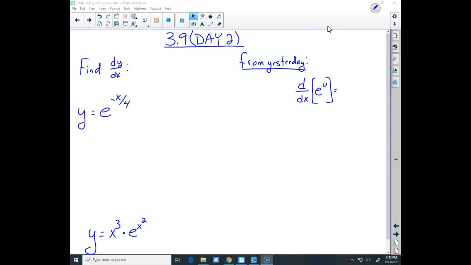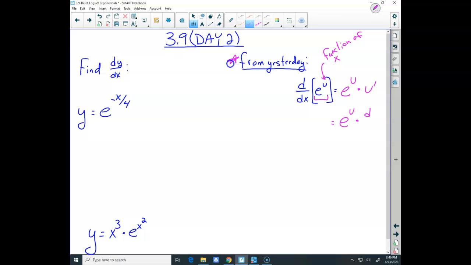And as I start out here, I have a couple review problems. Because it went so fast yesterday, I want to say, remember from yesterday, the derivative of e to the u, where u is a function of x, is e to the u, but then we have to multiply that times the derivative of the exponent. The way the book writes it is e to the u times du/dx, okay? This is the exact same thing as u prime.